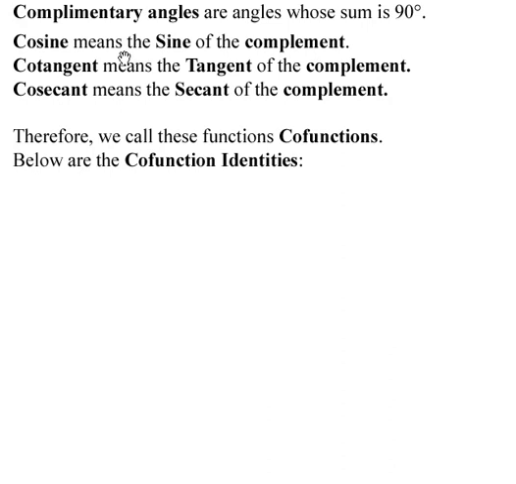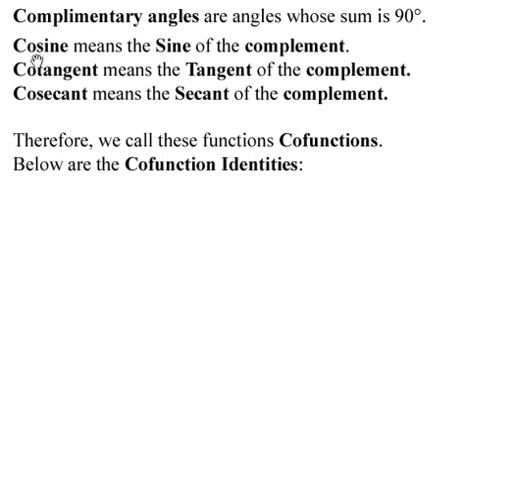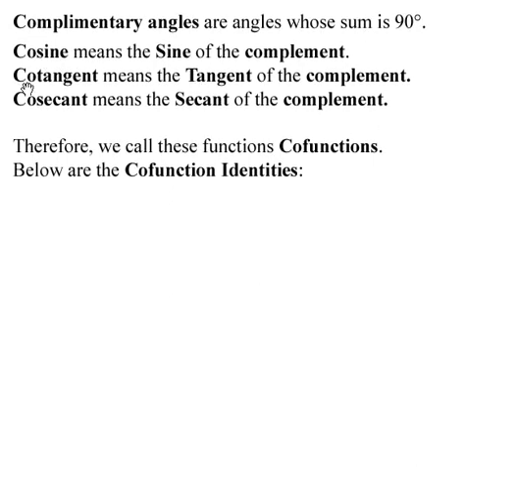That's important to remember because you may have noticed something about the names of these: sine and cosine, tangent and cotangent, secant and cosecant. The prefix co here comes from the word complementary angles. So the cosine is the sine of its complement. Cotangent means the tangent of its complementary angle, and the cosecant will give you the secant of the complementary angle. And we call these co-functions. The prefix co is coming from complementary angles.